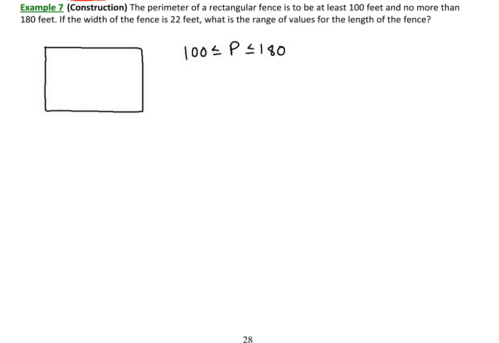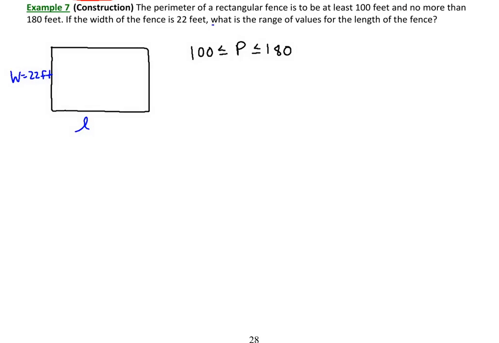If the width of the fence is 22 feet, so I'm going to label that over here. The width of my fence is 22 feet. What is the range of values for the length of the fence? So we'll call this dimension the length of the fence. And focus your attention on the last part of your word problem. What range of values for the length of the fence? We're trying to figure out how can I set the length.